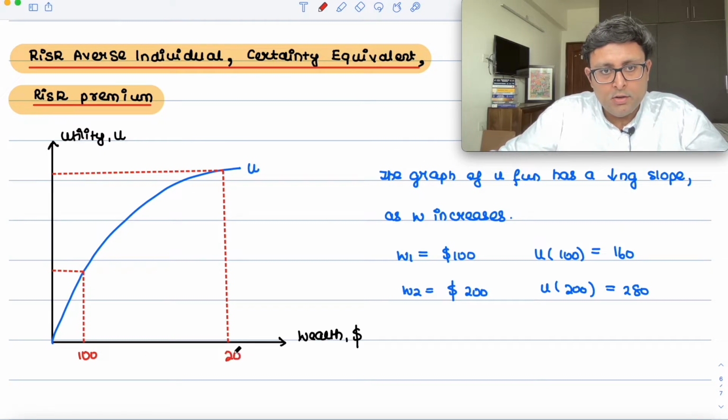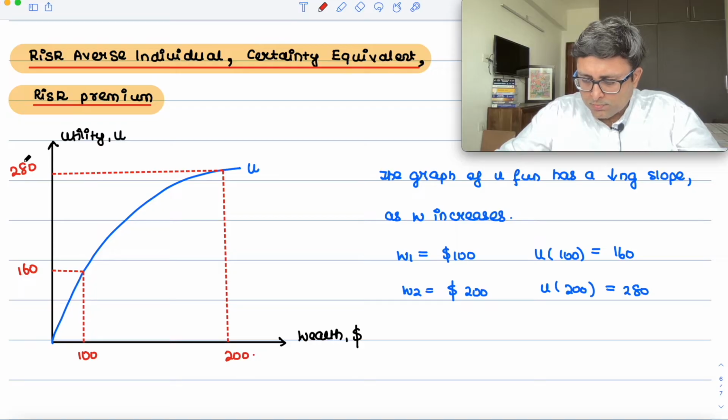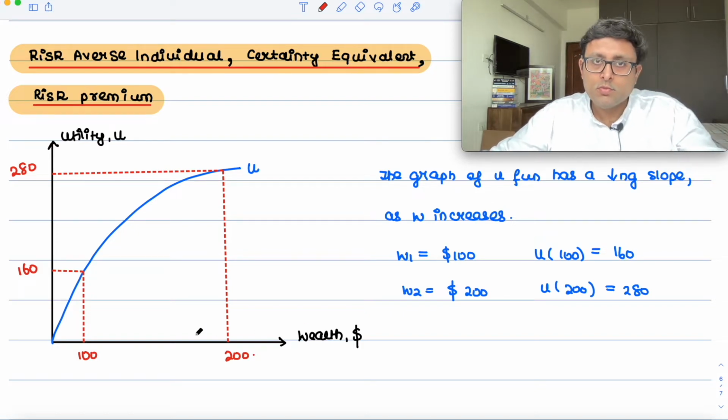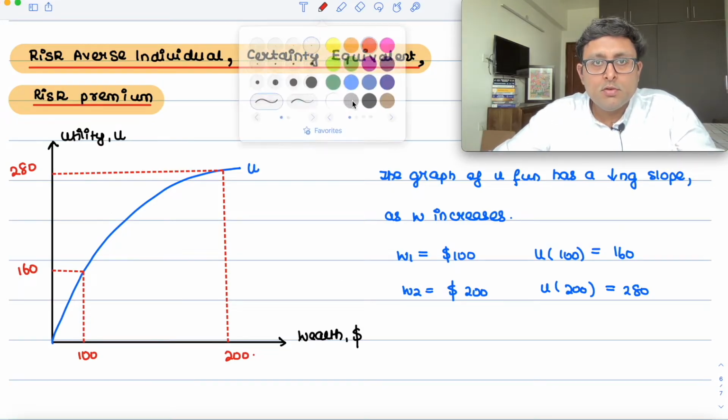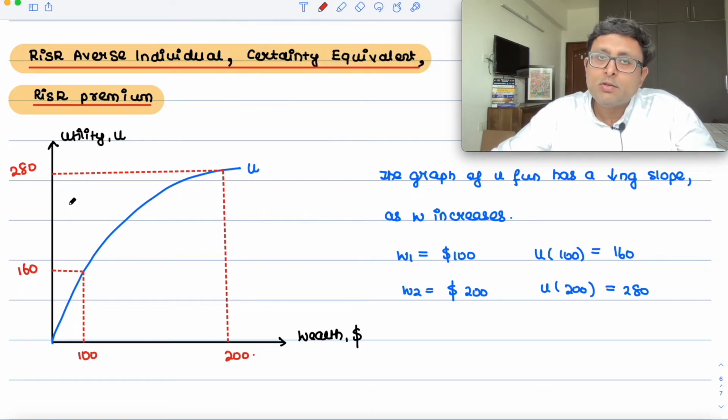100, 200. This is the utility which you derive from 100. This is the utility which you derive from 200. Nothing much. That's fine. So naturally, the agent prefers more wealth to less, of course. The marginal utility is increasing in wealth, but it is diminishing. The agent prefers more wealth to less, definitely, because when you have $200, your utility is also higher, but the marginal utility is falling.